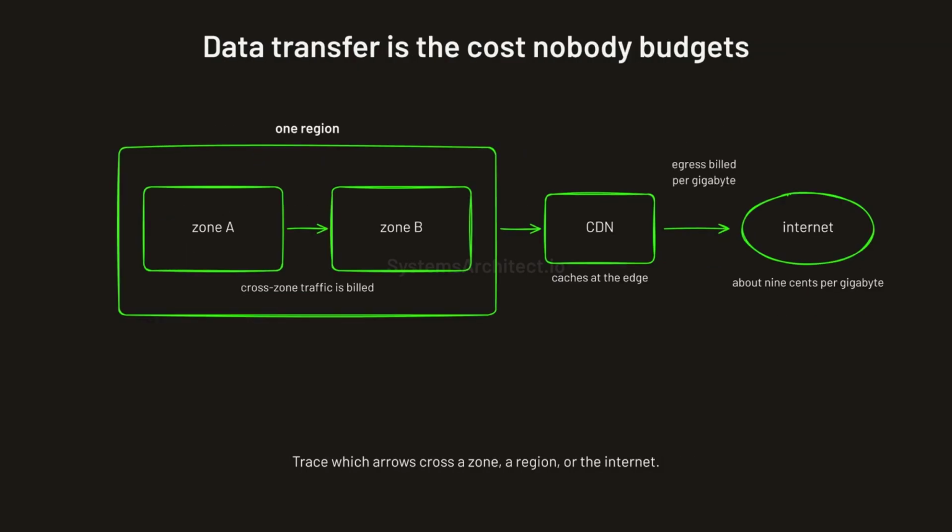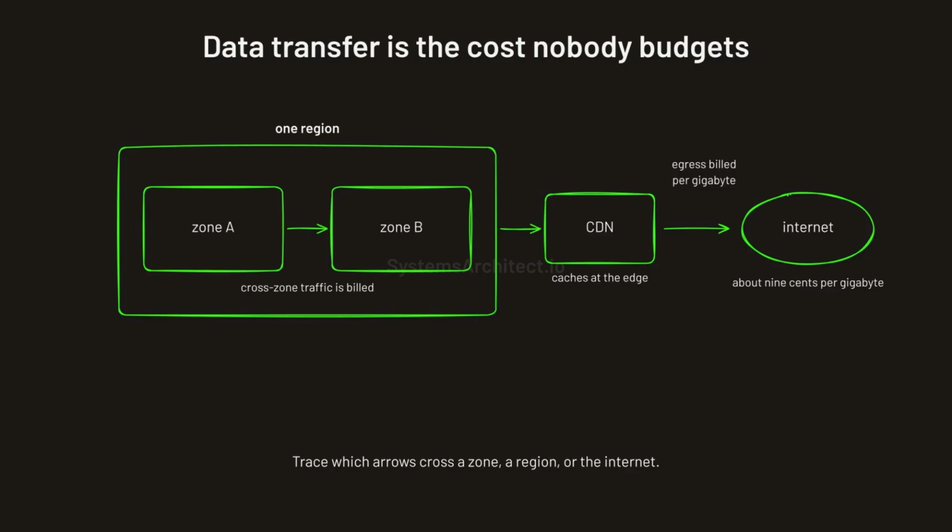Data transfer surprises teams most often because nothing on the architecture diagram looks expensive. Traffic leaving a provider for the internet is called egress. It typically costs around 9 cents per gigabyte in United States regions. Traffic between availability zones is billed too. A chatty service spread across zones pays a tax on every internal call.